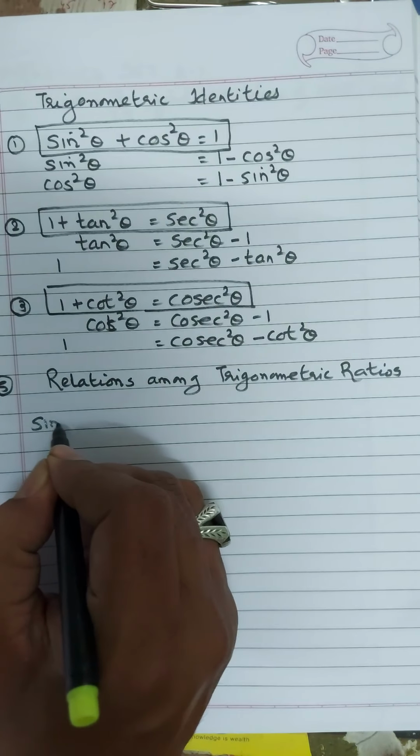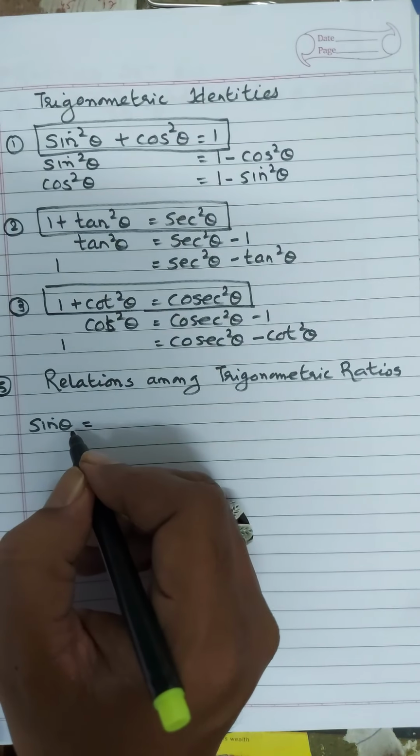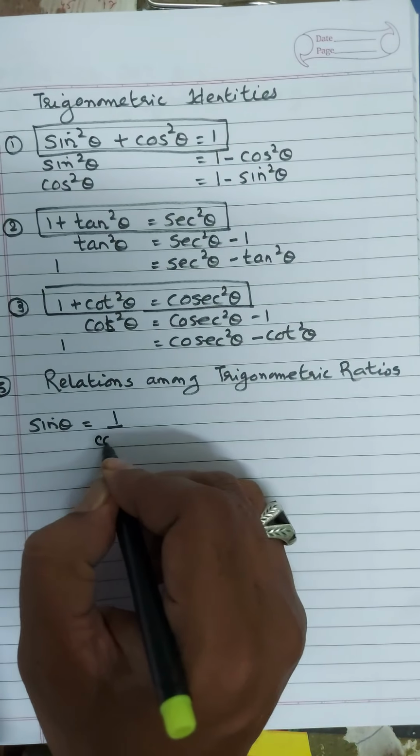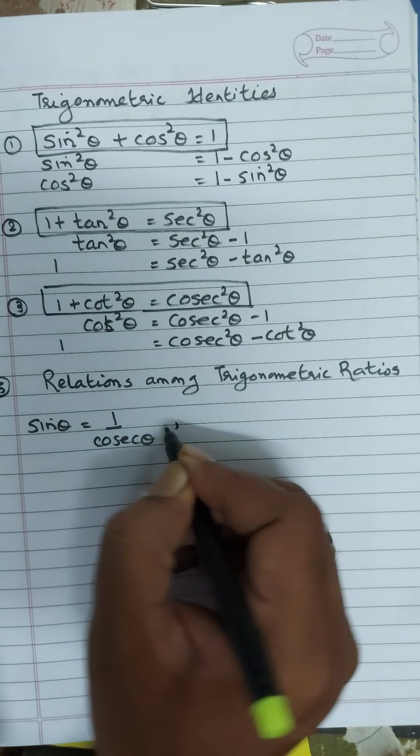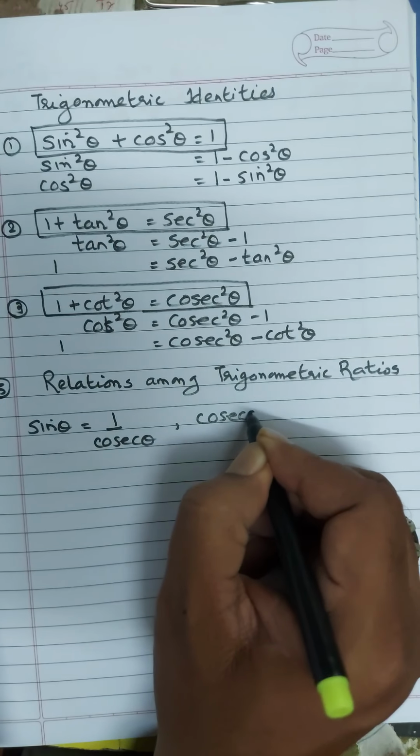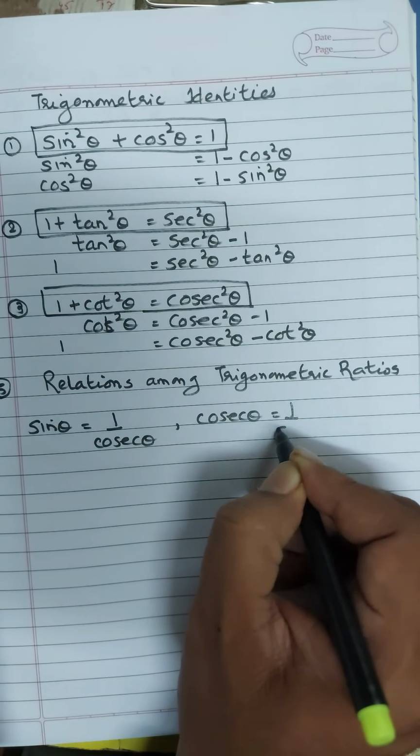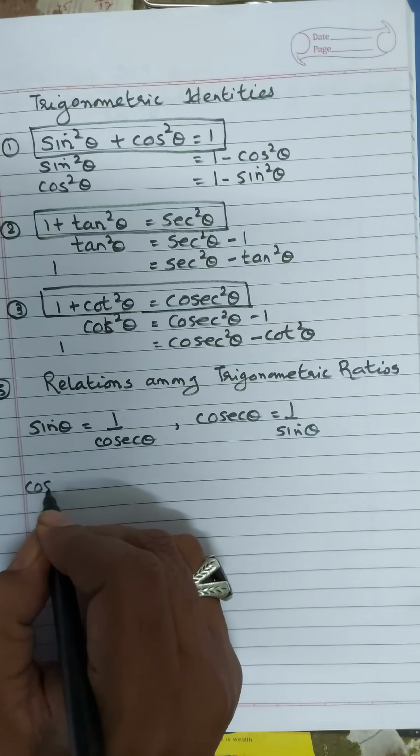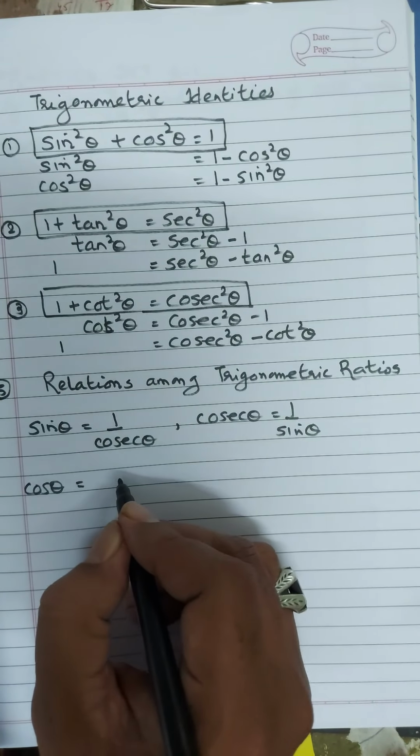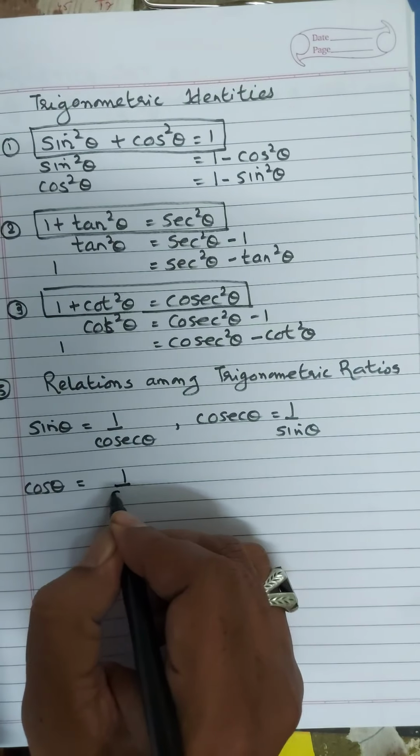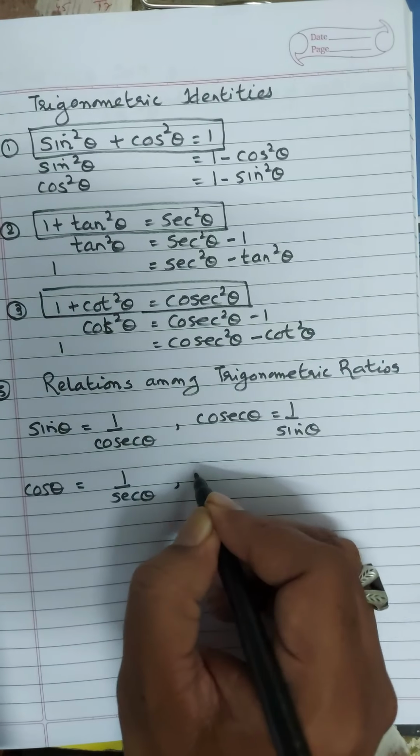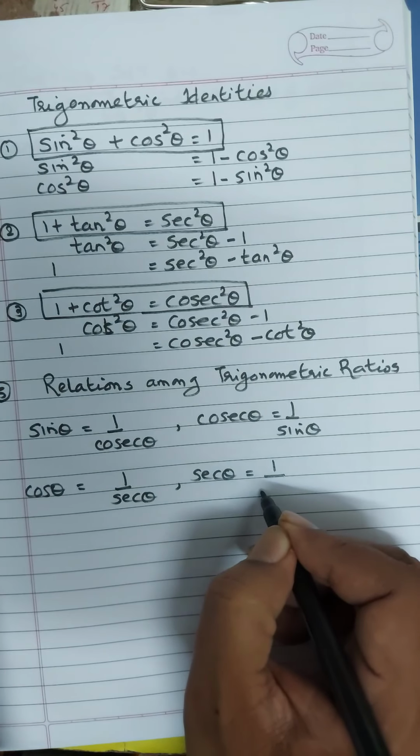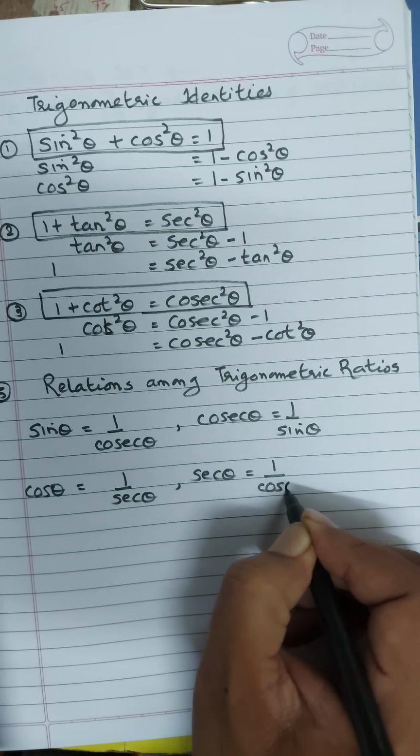Now, sin theta is the reciprocal, the relation of cosec theta. So, sin theta is equal to 1 upon cosec theta. Then cosec theta will be 1 upon sin theta. Okay. Now, one more, cos theta. Cos theta is the relation of sec theta. So, cos theta is equal to 1 upon sec theta. So, sec theta is the reciprocal of cos theta. So, sec theta is 1 upon cos theta.